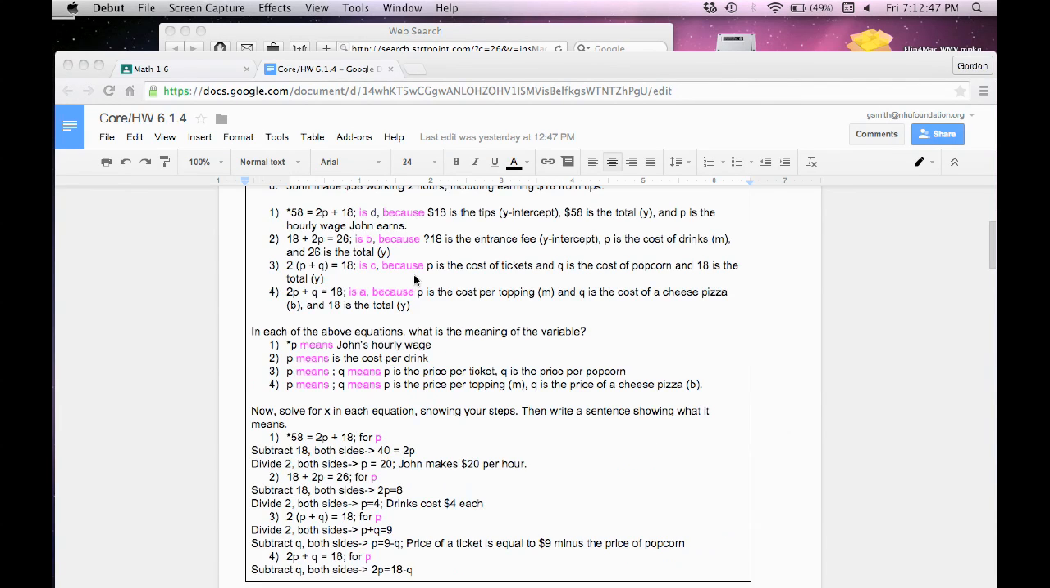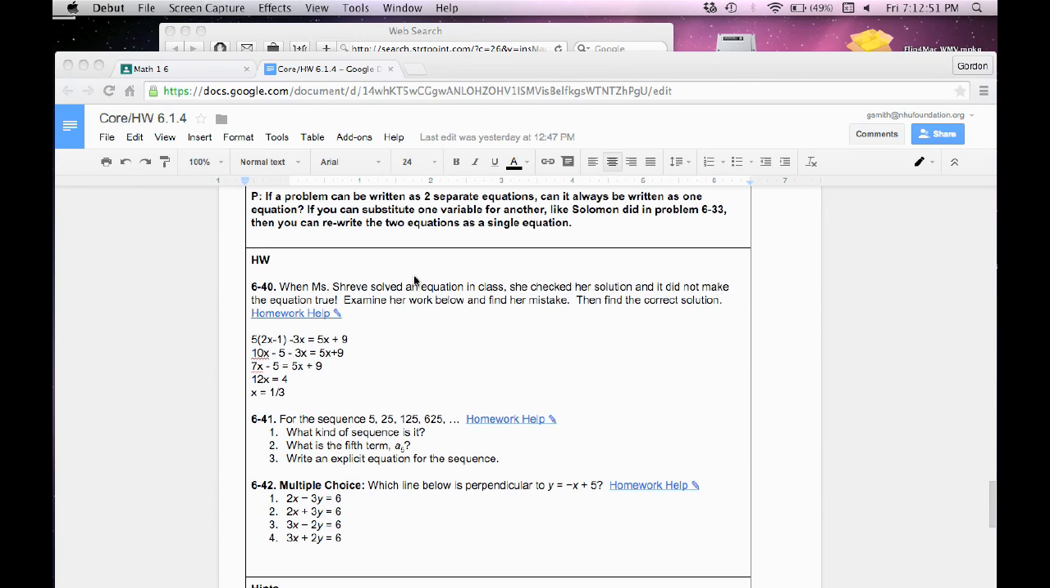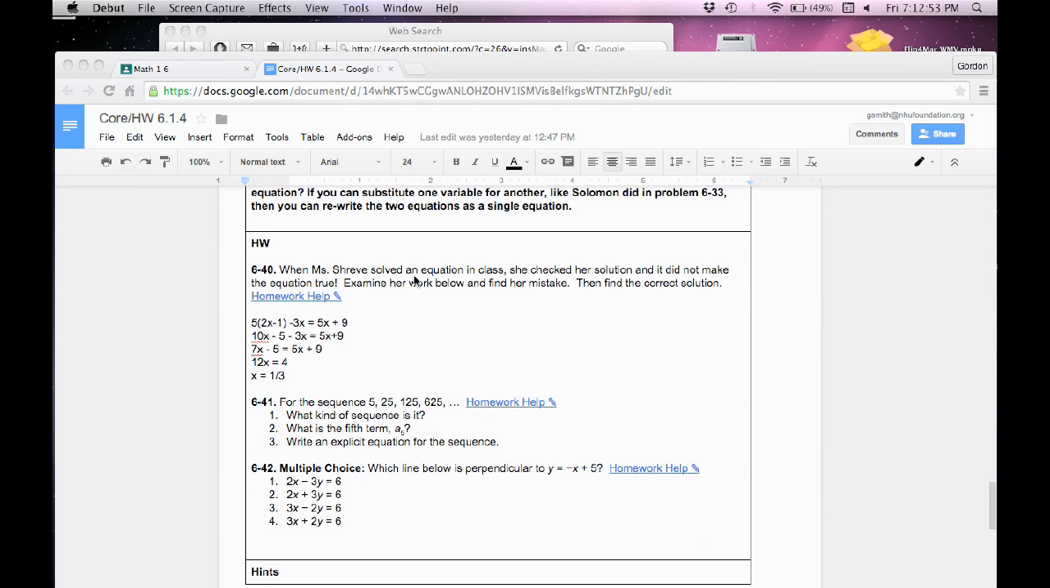Okay, we're going to be doing the homework from 6.1.4. So let's get down to the bottom. Here we are. Homework. When Mrs. Shreve solved an equation in class, she texted her solution and did not make the equation true. Examine her work below and find her mistake. Then find the correct solution.